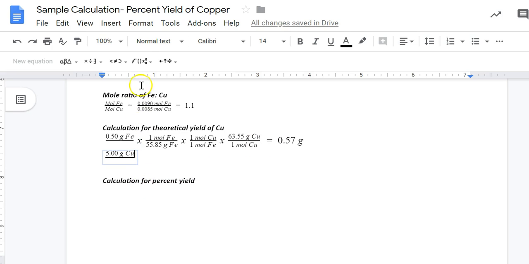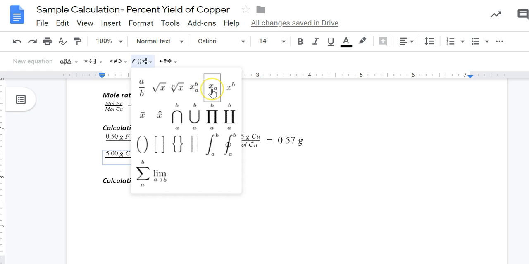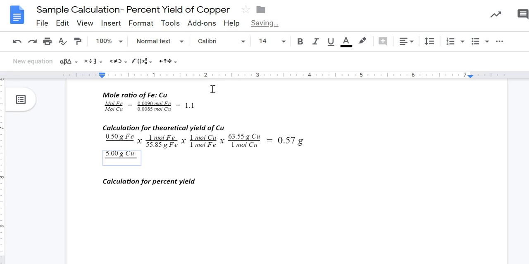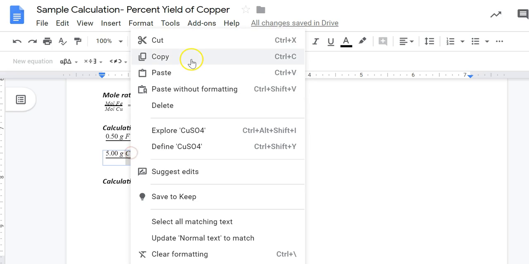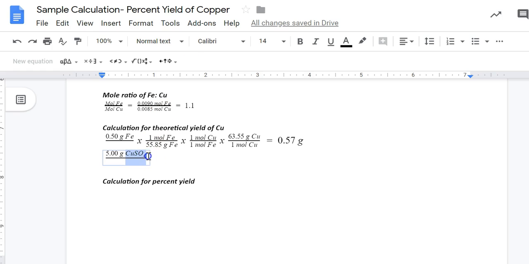So the way that we're going to get a subscript is going back to math operations, and we want to click on X with the subscript A. I can type my SO and then use the right arrow on your keyboard and it'll drop the cursor over to a subscript. If you arrow over one more time, you'll get out of that subscript function. I'm going to copy this so I can paste it the next time that I need it.